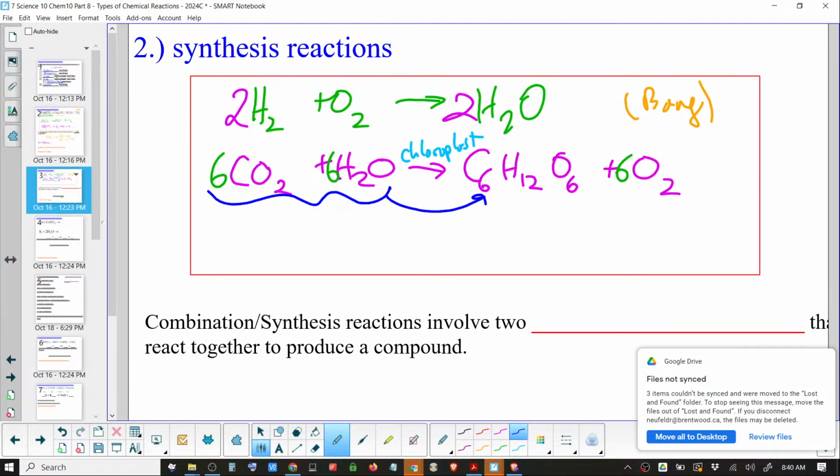You could have copper, solid, so we've got metal, plus chlorine gas, making copper 2 chloride.